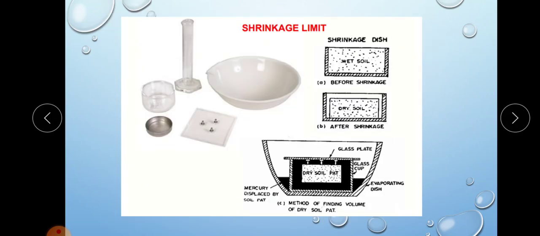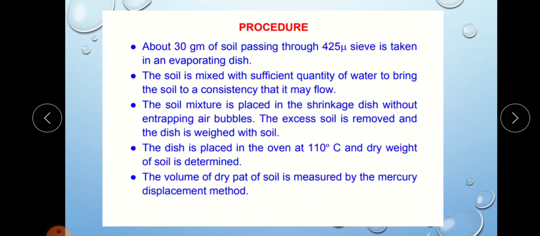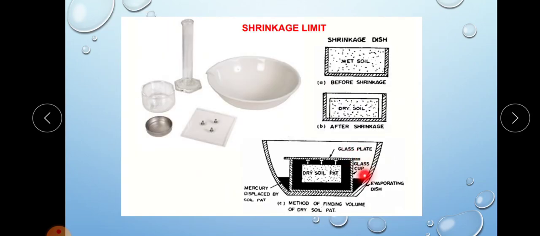That is, we are filling this glass cup fully with mercury. After that we have to calculate the volume of the dry soil pat. So the dry soil pat is placed on top of this mercury, carefully, and it is pressed carefully downwards. And when the dry soil pat is forced down using the prongs, there will be displacement of mercury. So the displaced mercury will correspond to the volume of the dry soil pat.